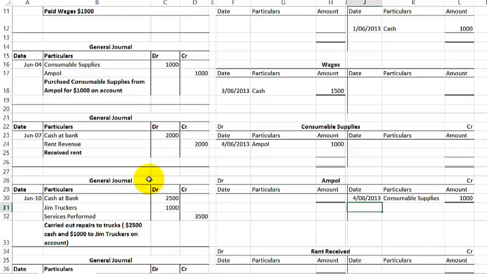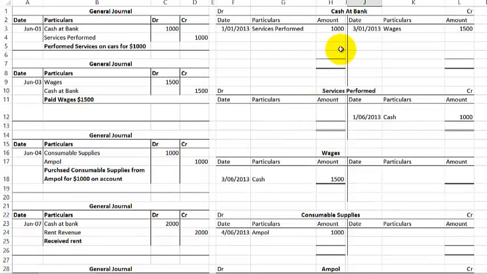The next one is cash at bank and rent revenue. So we've got a debit cash at bank for $2,000. So if I go back up here, cash at bank, that happened on the 7th. It was for rent revenue. It was for $2,000.